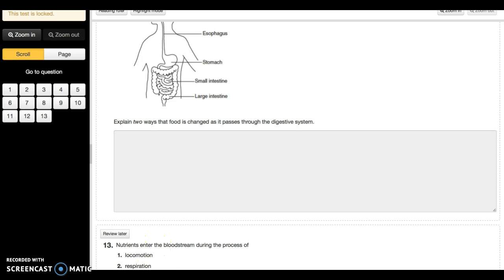Obviously, elimination is when you're getting rid of the excess. Respiration is when you're breathing. Locomotion is moving. So absorption, if you wanted to write that on your sheet, that would be great. Absorption is when nutrients enter the bloodstream.